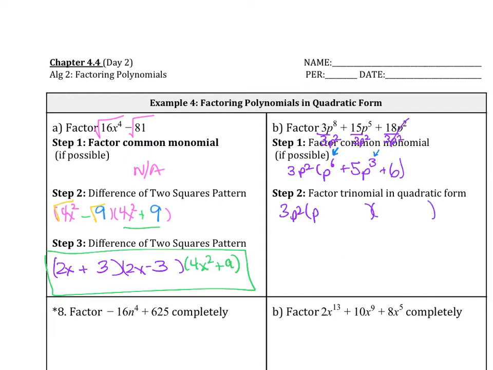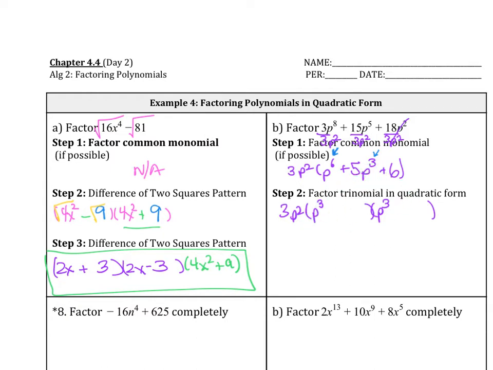P to the 6, we could make that p to the third and p to the third. So split it in half. Because p to the third times p to the third, you add the exponents, you would get p to the 6 back. So let's factor this like normal after that. So it's just splitting it up first, and this should match the exponent of the center term. Okay, so that should match.